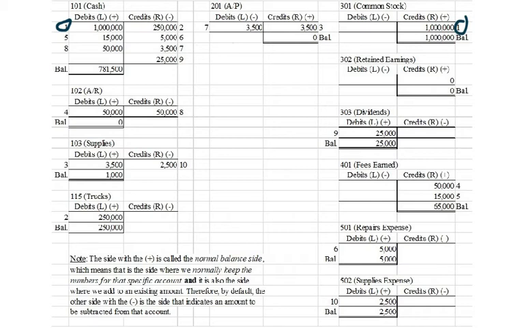So transaction number 2 was purchasing 10 trucks for $250,000 cash. So debit trucks and credit cash for that. And then transaction number 3 was purchasing supplies on account or on credit. Remember, those are interchangeable. So that means that you're going to debit supplies and you're going to credit the AP to indicate that you now owe that $3,500 to someone.